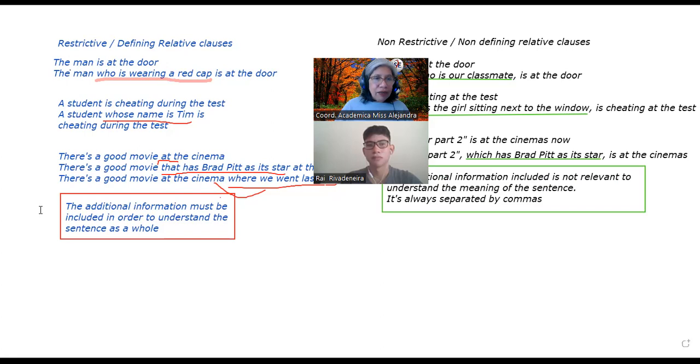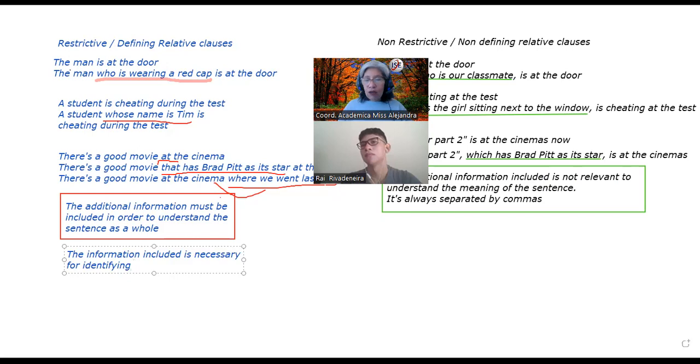And the characteristics included, or the information included, is necessary for identifying. Okay, if you don't have it, you cannot identify. You don't know what the people are talking about. Okay, and notice we have no commas.